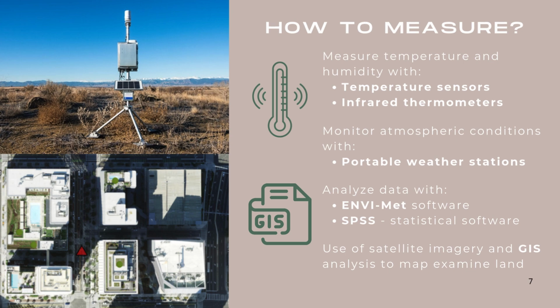There are different means that we can use. There's primary and secondary data collection. Primary, like temperature sensors and infrared thermometers or portable weather stations. Secondary data collection would be using GIS and satellite imagery, and then analyzing data with ENVI-met software, which is a 3-dimensional, really complex software, and SPSS, which is statistical software, where we can analyze those data and realize if green roofs have an actual impact on temperature reduction.